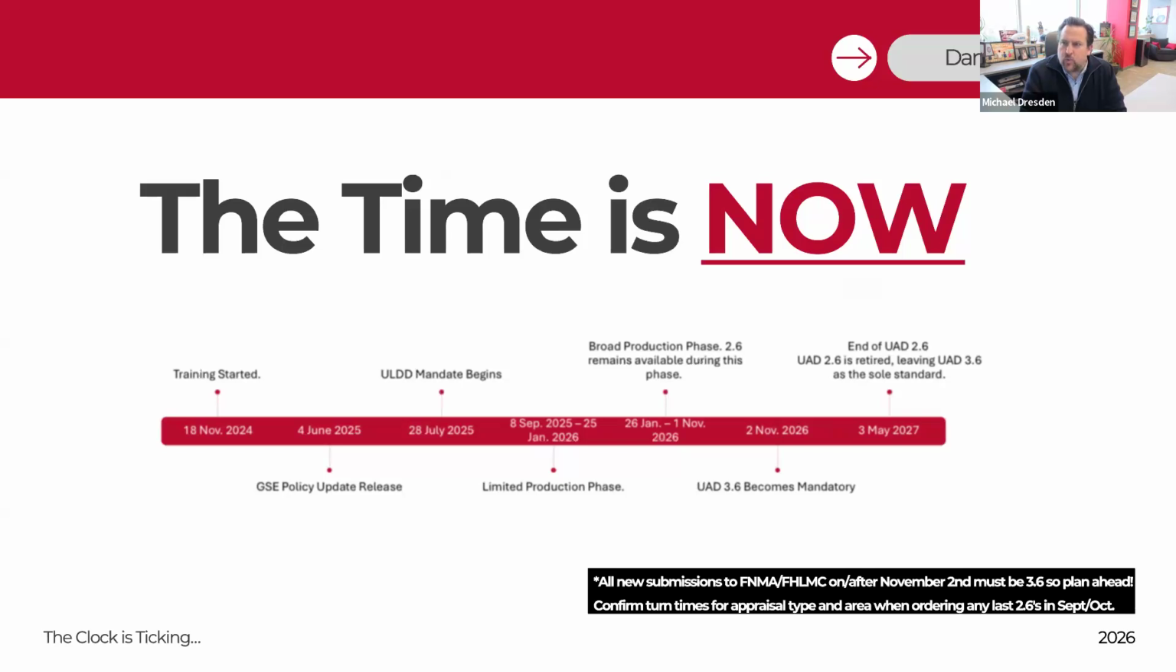The initiative started back in 2018. It was paused during COVID, like many things got paused. The training got started back up in November of 24. The GSE policy updates were released in June of 25. The ULDD mandate started July of 25. The limited production phase started in September of 25 and ran through January of 26. Limited is the understatement of the century. There were very few reports transmitted during this limited production phase, yet it was enough to move forward into broad production, which is where we are today.